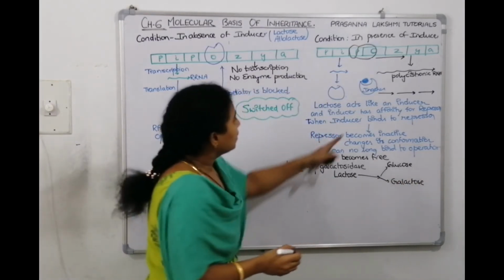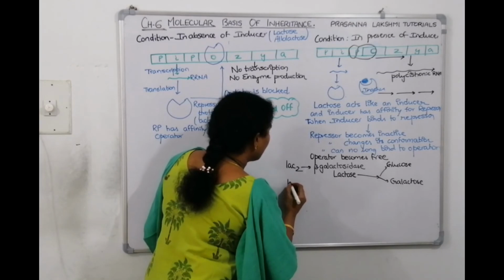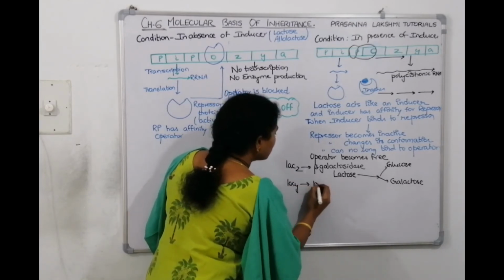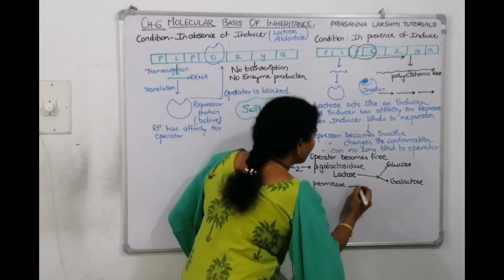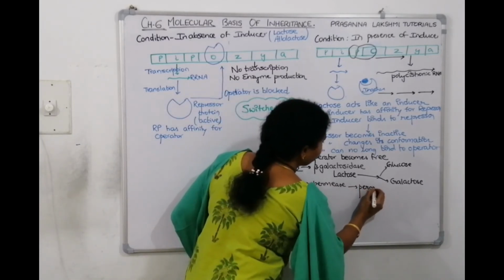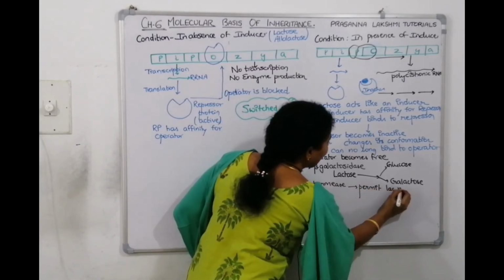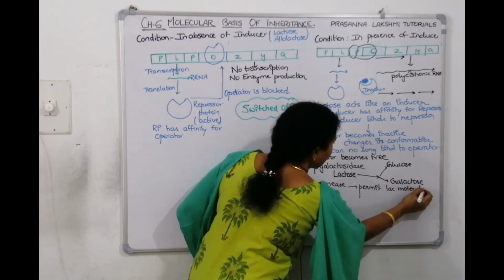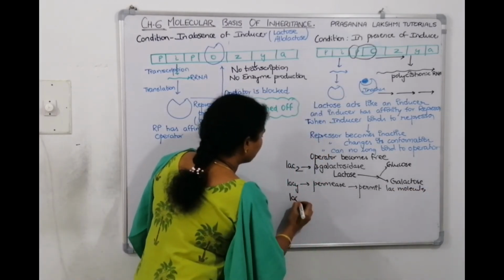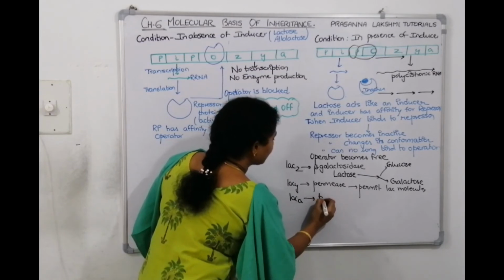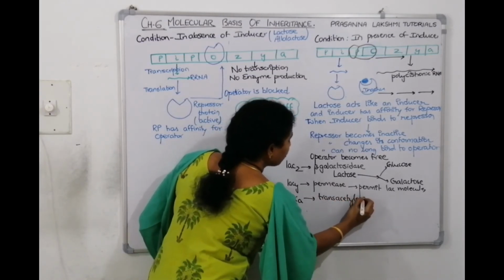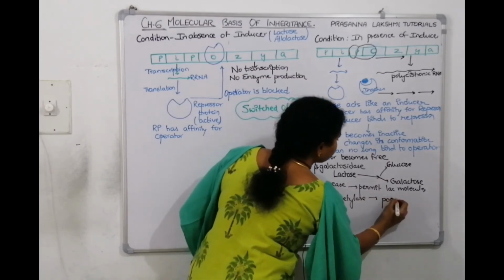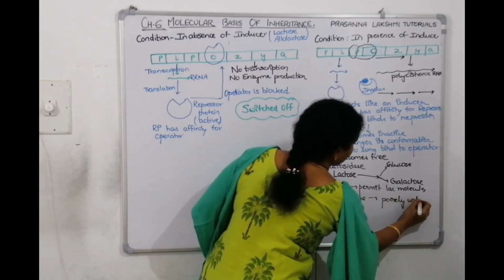Right? And then the second enzyme is coded by Lac Y. Lac Y codes for permease. And what will permease do? Permease will permit the lactose molecules inside. And what will Lac A do? Lac A codes for an enzyme called transacetylase. But they told the function is poorly understood.